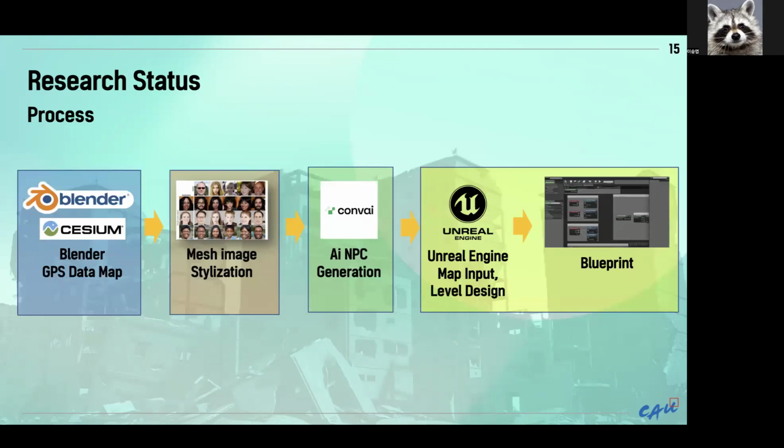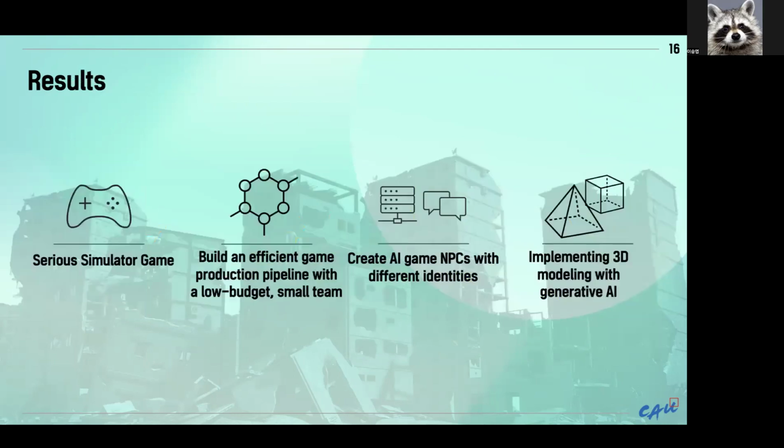This is the overall flowchart of the task in this study. We are aiming for a total of four deliverables. First, we are aiming for a serious simulator game and to build an efficient game production pipeline with a low budget and a small team. We also want to create AI game NPCs with different identities. And lastly, implementing 3D modeling with generative AI.